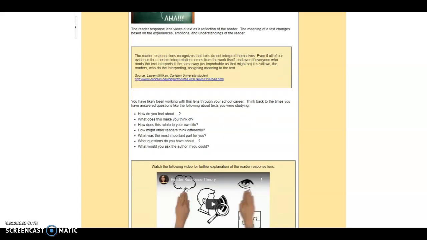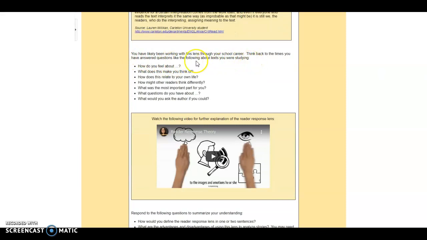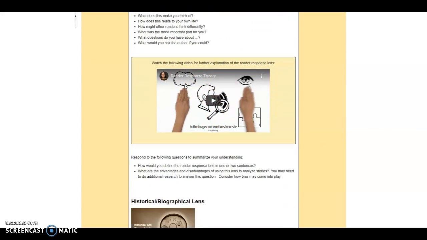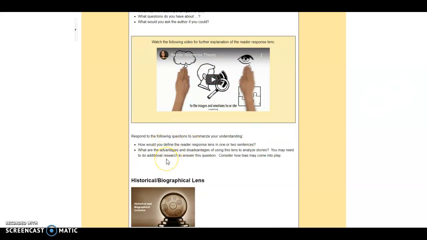Some of the questions that you can ask when you're looking at something through the reader response lens are, how do you feel about whatever it is that you're reading? Or what does this make you think about? Or how does this relate to your life? So everything goes back to you as the reader and how you are interpreting what you're reading. There is a video here you can take a look at for further explanation. And there's a couple of questions that you can answer here. They're not for an assignment or anything like that, but just to summarize your understanding and make sure that you understand what the reading response lens is.